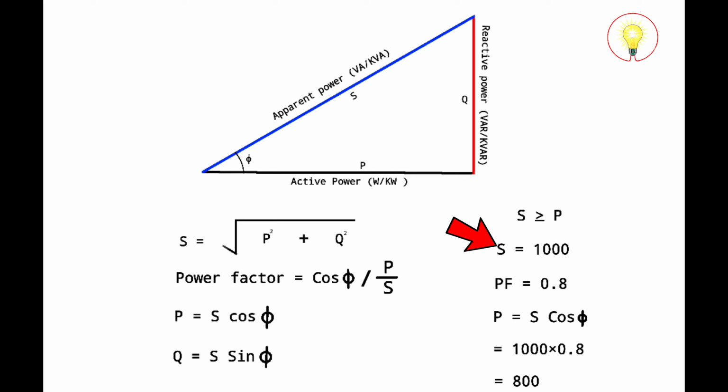Suppose S equals 1000 and power factor is 0.8. Then look at what the value of P will be. P equals S cos phi. Here the value of S is 1000 and the power factor or cos phi value is 0.8. So 1000 into 0.8 equals 800. So here it is clear that 800 is less than 1000.